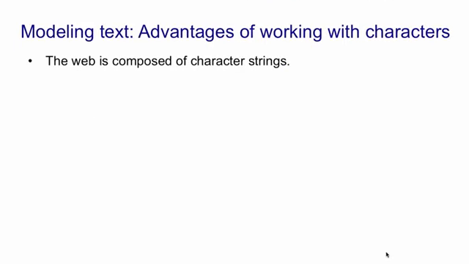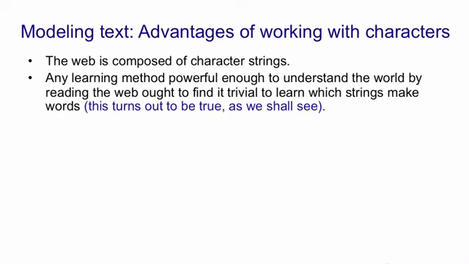I need to start by explaining why we chose to model character strings rather than strings of words, which is what you normally do when you're trying to model language. The web is composed of character strings. Any learning method that's powerful enough to understand what's going on in the world by reading the web ought to find it trivial to learn which strings make words. As we'll see, this turns out to be true. So we're going to be very ambitious here. We want something that will read Wikipedia and understand the world.